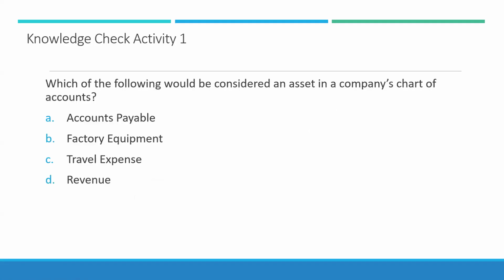Which of the following would be considered an asset in the company's chart of accounts? Yes. Perfect. What is accounts payable? What is travel expense? Expense. And what is revenue?